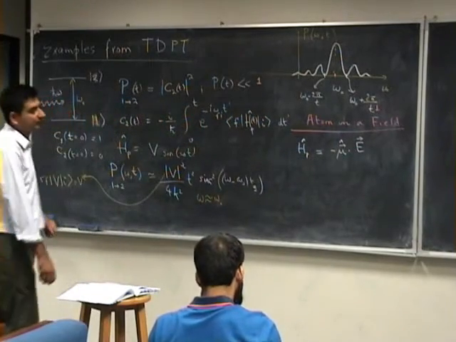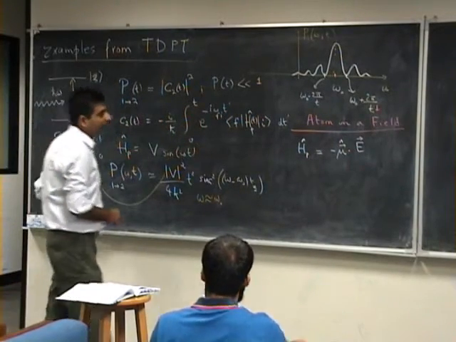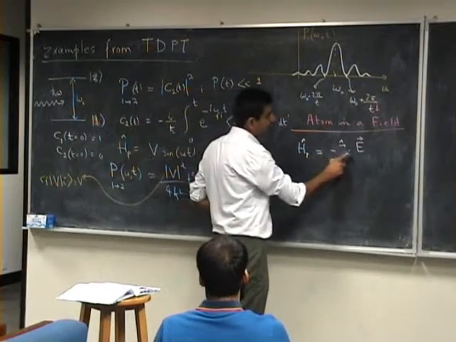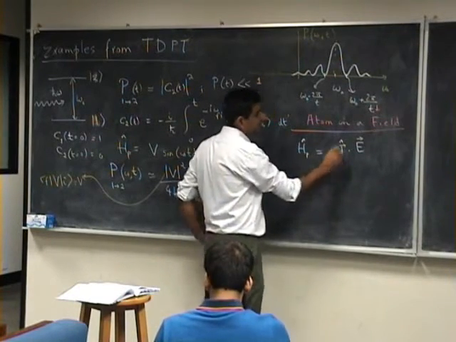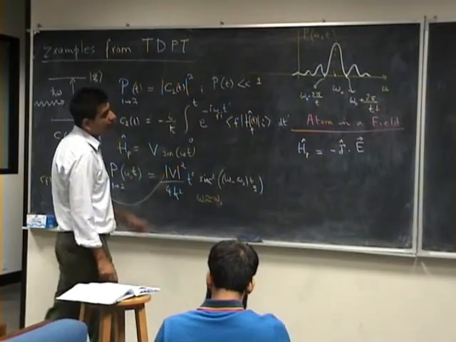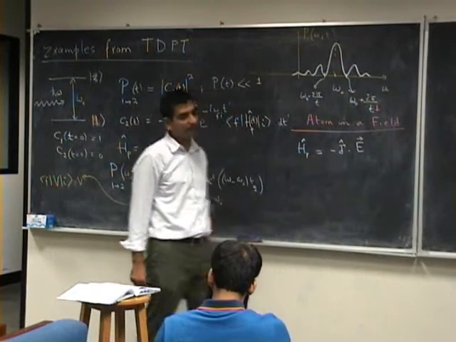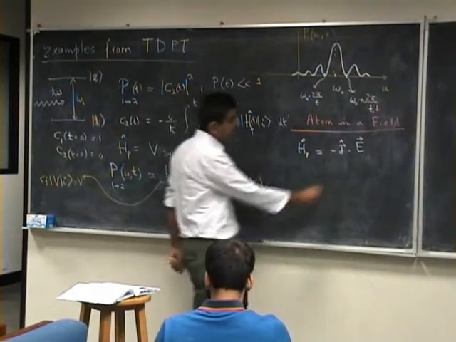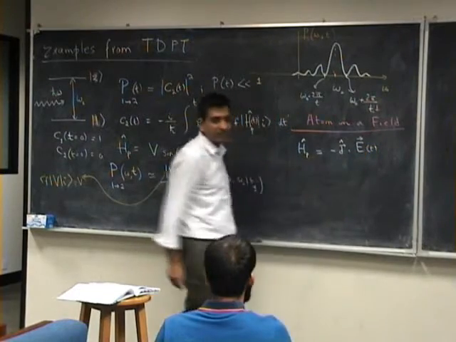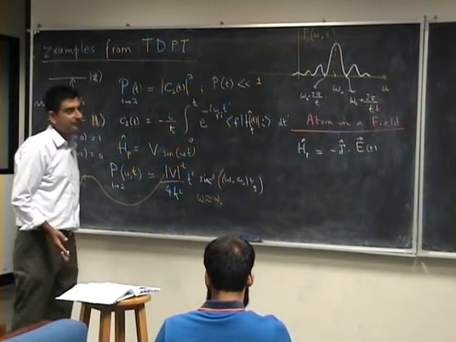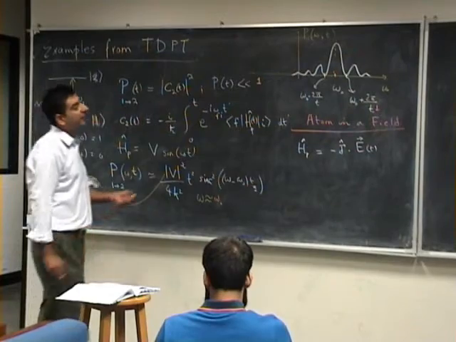We have seen this many times. Mu can also commonly be denoted by d. So the electric dipole operator dot product with the electric field. Suppose the applied electric field is time dependent. That's what electromagnetic radiation really is. Did you understand this?